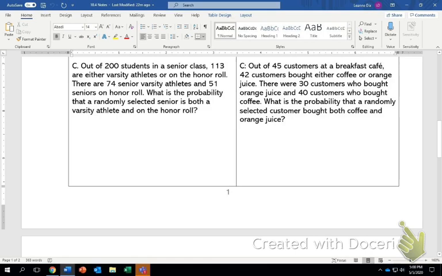Let's keep going. There are 74 senior varsity athletes and 51 seniors on honor roll. What is the probability that a randomly selected senior is both a varsity athlete and on the honor roll? So now we're looking for and information. And even though I do have formulas that can help me find my and information, they start off with giving me my or information. So I'm gonna write the or formula, probability of varsity or honor roll, that equals varsity plus honor roll minus varsity and honor roll.